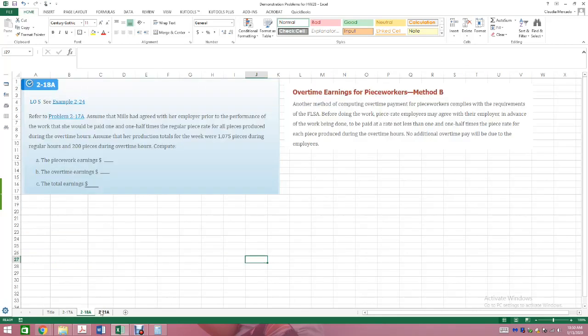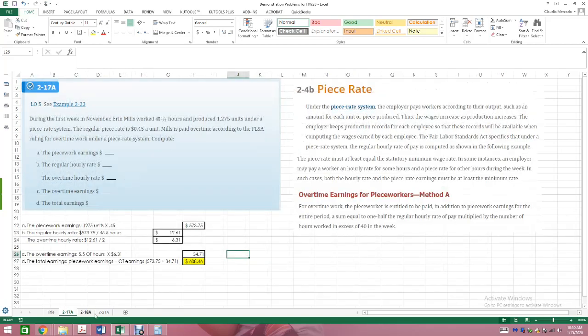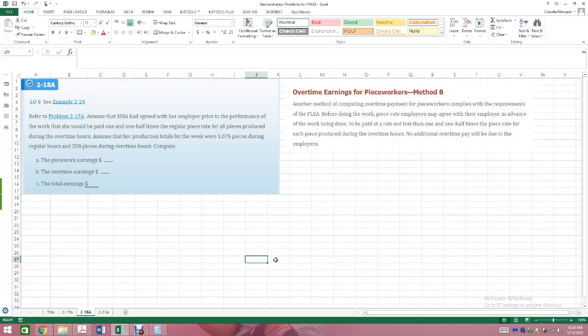Now, 218 says to refer back to problem 217, which is what we have over here. Here we have a different assumption. We're going to assume that Mills has agreed with her employer prior to the performance of the work that she would be paid 1.5 times the regular piece rate for all pieces produced during their overtime hours. We're going to assume that her production totals for the week were 1,075 pieces during regular hours and 200 pieces during the overtime hours.